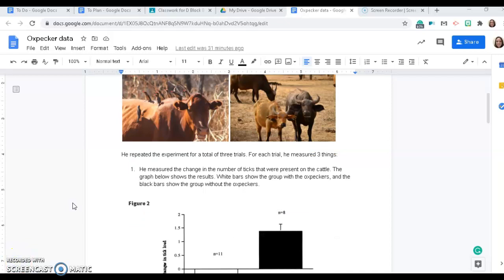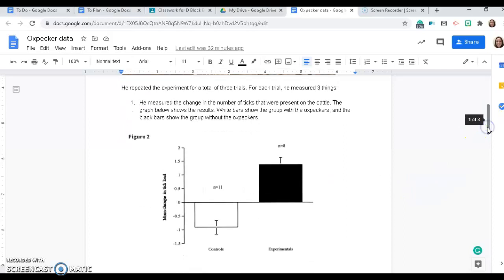So he repeated the experiment for a total of three different trials, and then for each trial, he measured three different things. He first measured the change in the number of ticks that were present on the cattle. So he counted the number of ticks that were on the cattle before the start of the experiment, and then he counted the number of ticks after the experiment, and the graph shows the result of the change. The white bars show the group with the oxpeckers, and the black bars show the group without the oxpeckers. So here's with the oxpeckers and without the oxpeckers, and this is the change in the number of ticks that were on the oxen.